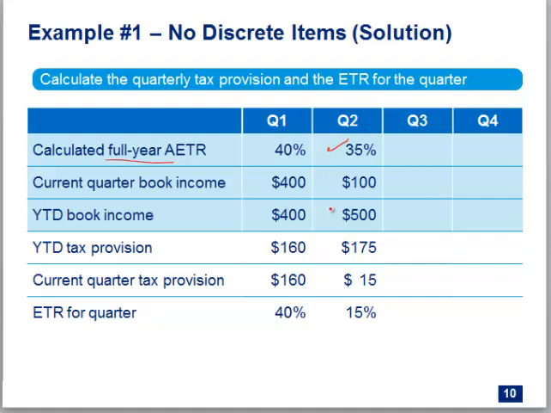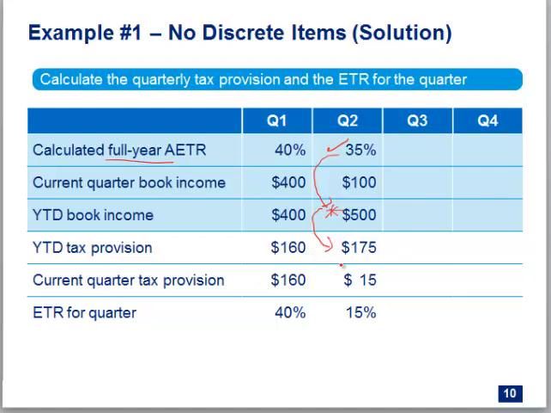Our year-to-date book income is 500, which is the 400 from Q1 plus 100 for Q2. So if I take this 35 and multiply it against that 500, my year-to-date provision is 175. All right, so now for 6 months, I have a provision which reflects a 35% tax rate, right, on a 6-month basis.